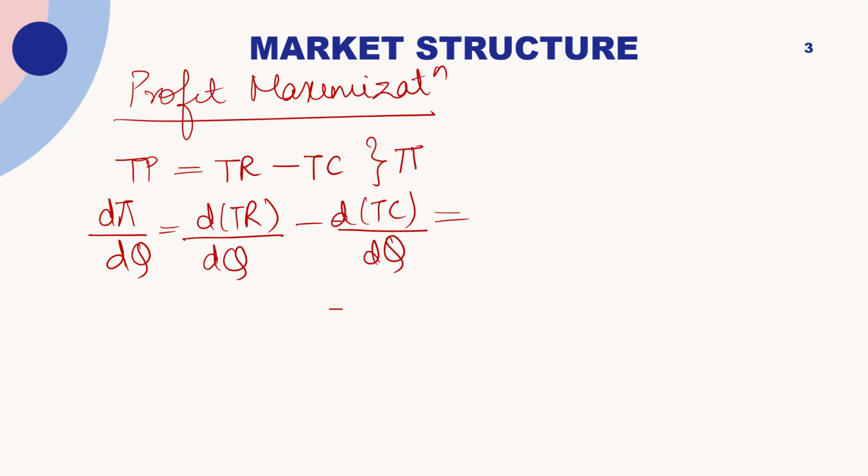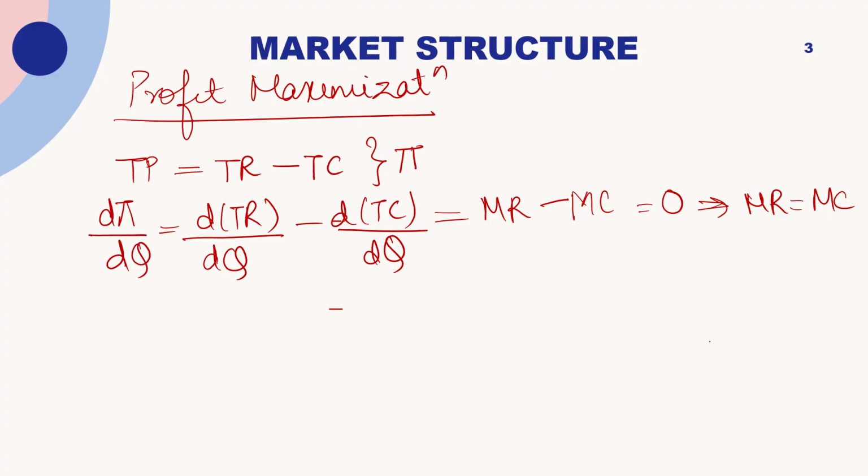What is dTR upon dQ? It is your marginal revenue. And in this case, your marginal cost, assume that to be 0. When we are taking the differentiation, we are taking it as 0. So what we get is MR is equal to MC.